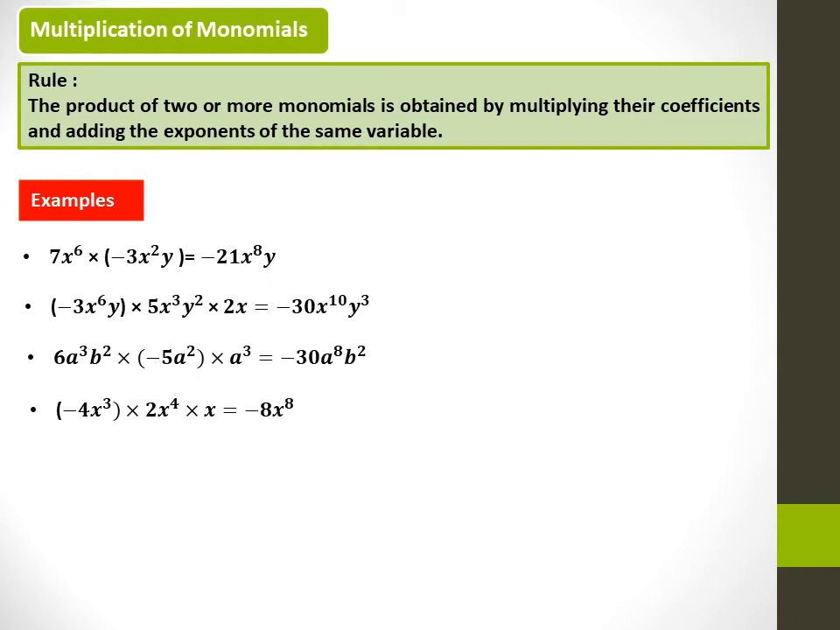In the fourth example, I multiply negative 4 by 2. The answer is negative 8. I add the exponents of the variable x. 3 plus 4 plus 1 is equal to 8. So the answer is negative 8x to the power of 8. 3ab to the power of 2 times negative 2a to the power of 2b times 5c is equal to negative 30 a to the power of 3 b to the power of 3 c.